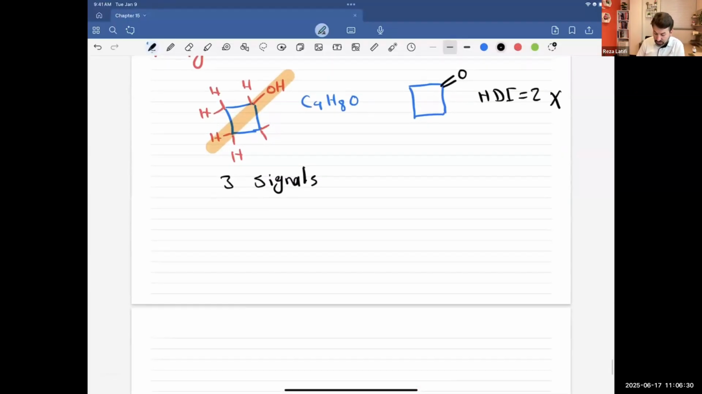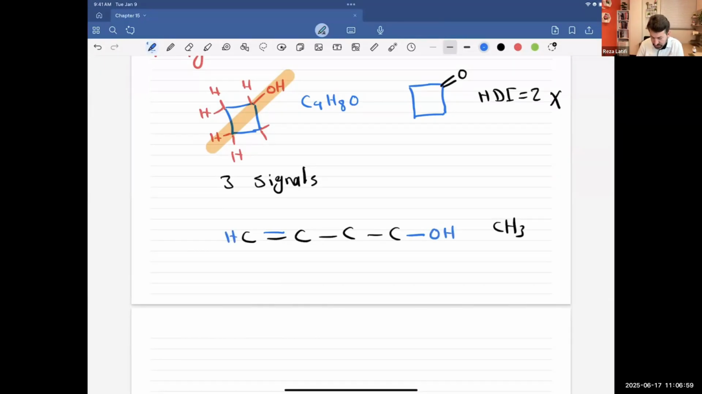So we don't have a ring, because I have 3 signals. I can't have a terminal methyl. Well, I have 4 carbons, and I cannot have CH3. Okay, so it means I need to put something here and something there. Or maybe between those two. So one possibility, let's have a terminal carbon. And what else? I'm going to say this one maybe is OH.